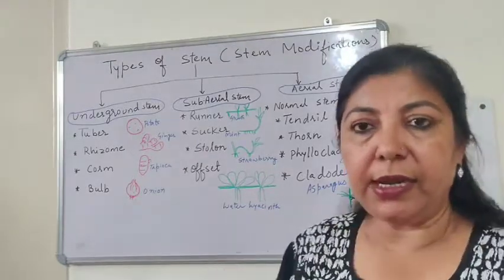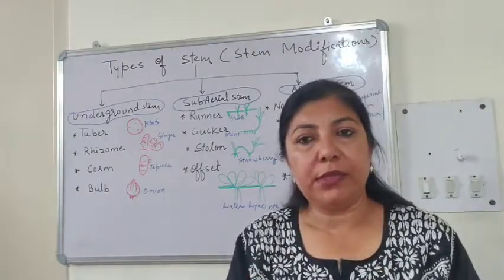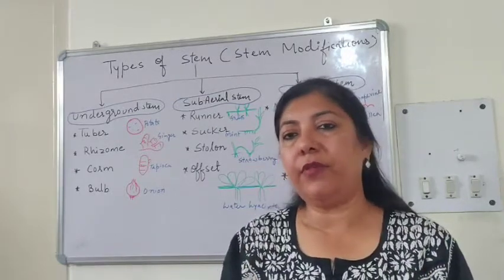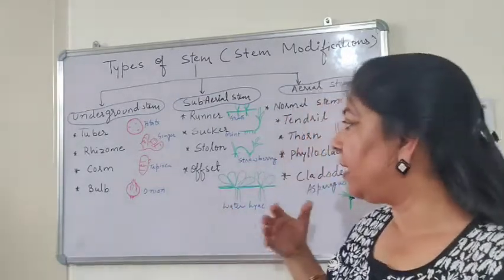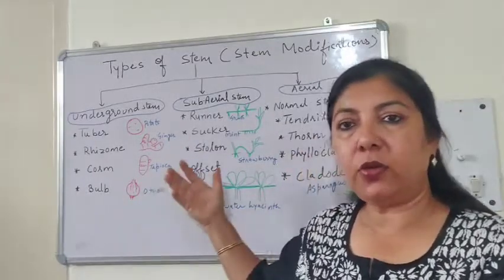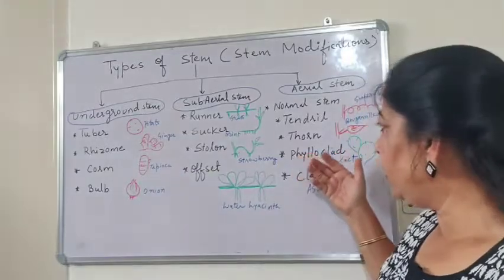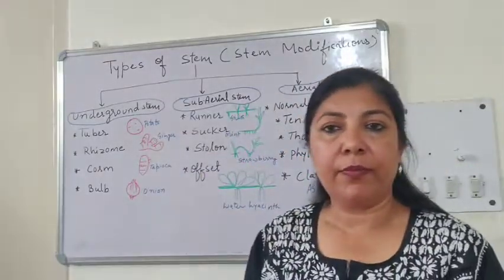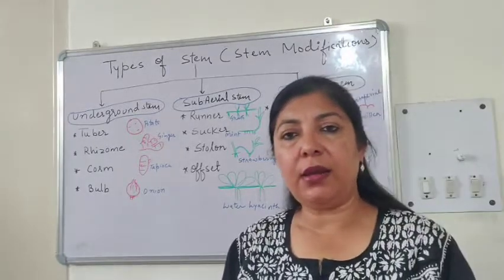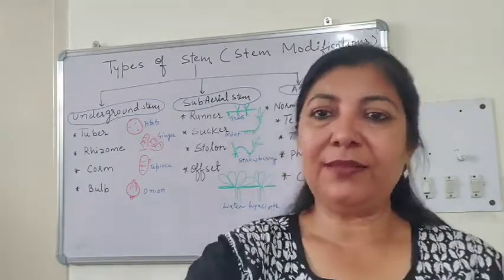So today we have studied all about the stems, their functions and their different modifications. Their modifications are mainly for propagation, storing food, protection and support, and also performing photosynthesis when the conditions are unfavorable. Okay, thank you.